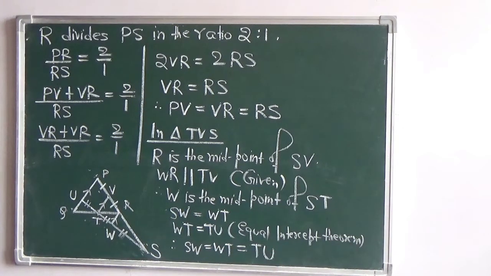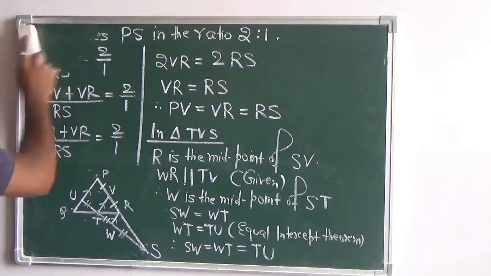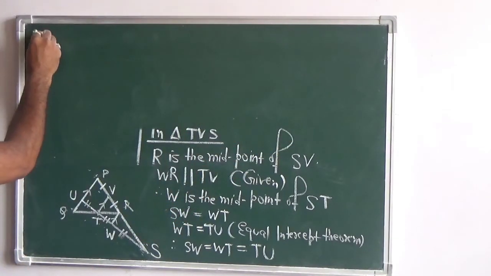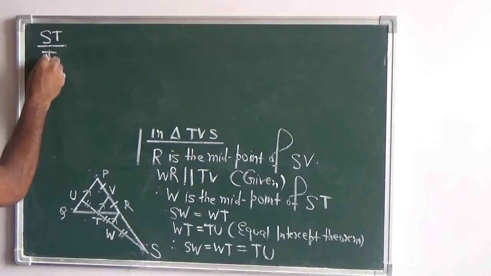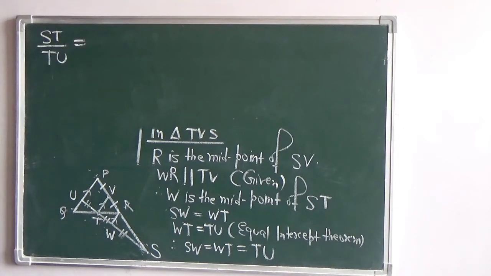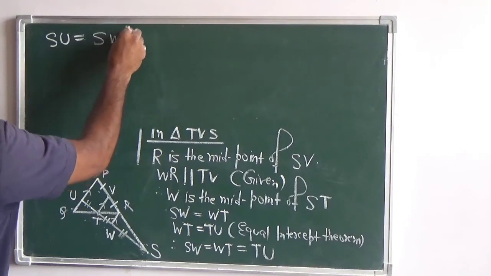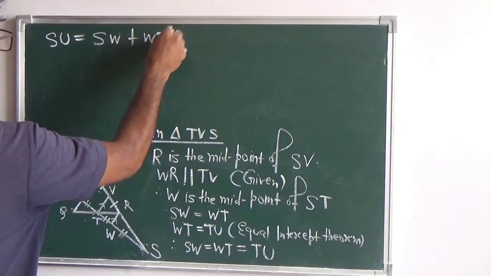Now finally what we have to prove is that T divides SU in the ratio of 2:1. That means we have to prove that ST divided by TU is 2:1. That means T divides SU in the ratio of, so what is SU? Let us write SU. SU equals SW plus WT plus TU.